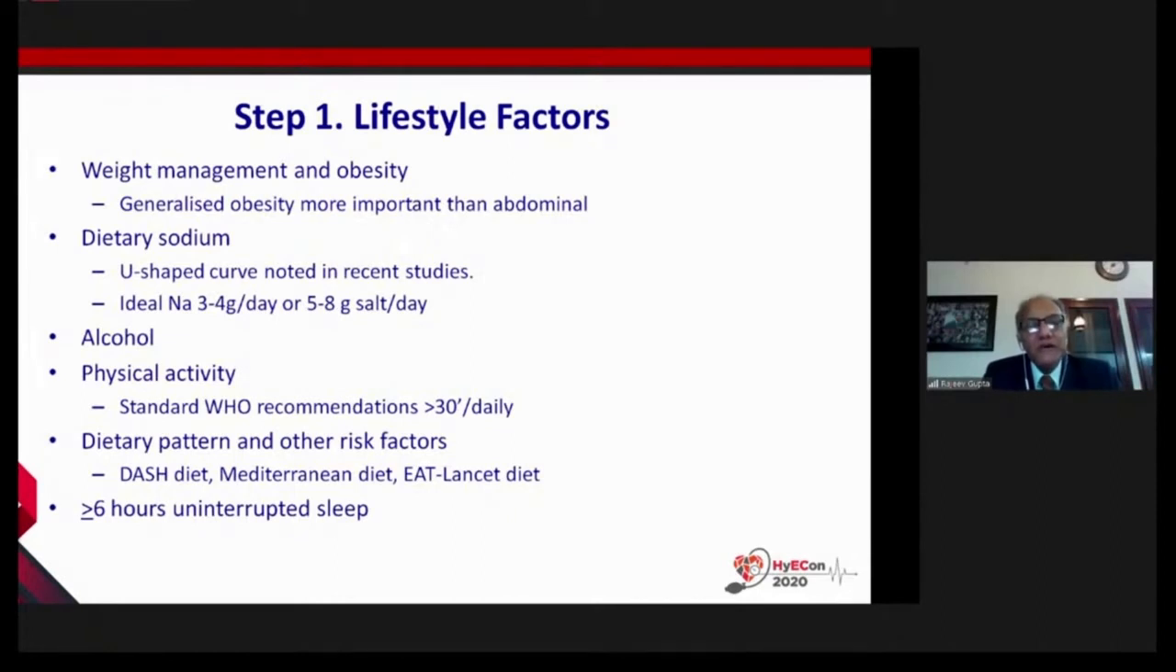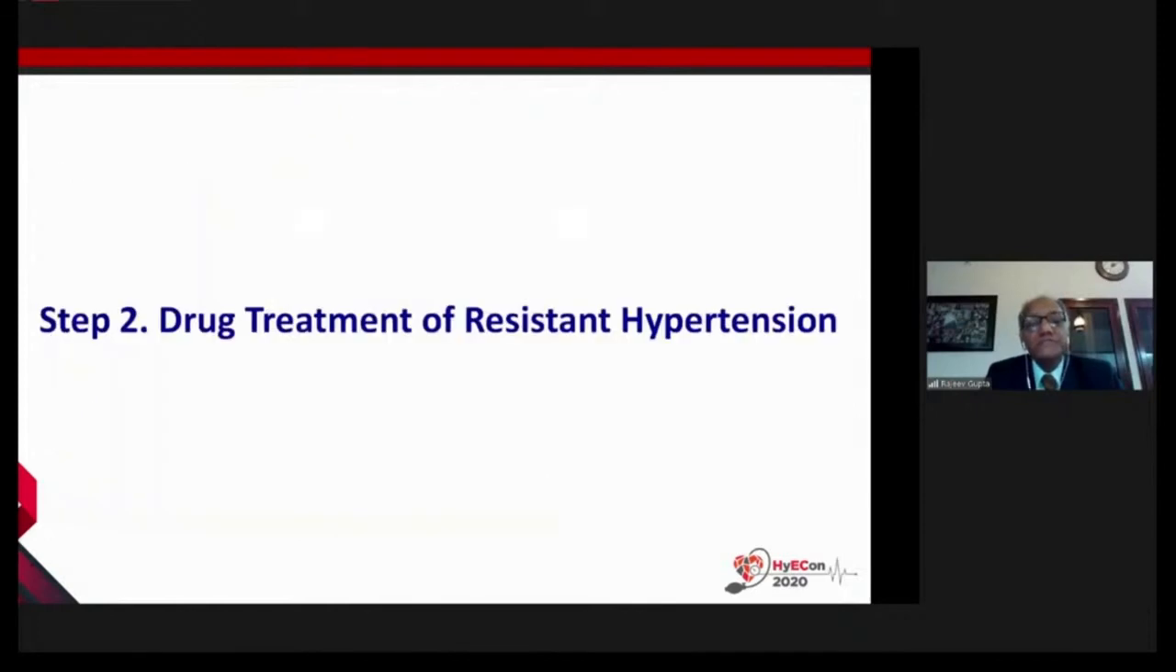Weight management, dietary salt. Just a bit of information, the new information emerging is that sodium has an upper limit and a lower limit. If you go very low sodium, it is bad for you, and very high sodium, of course, is bad for you. So there has to be a midline. Alcohol is bad. We need to improve physical activity, and of course, diet and sleep. Again, an important risk factor for resistant hypertension.